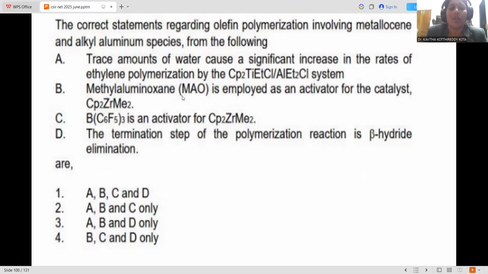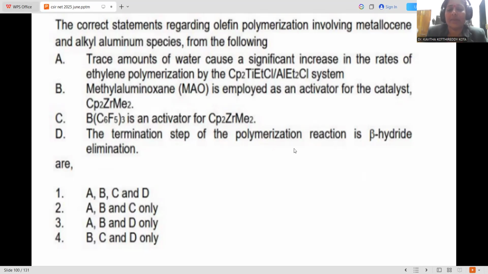Methyl alumino-oxane, indicated as MAO, is employed as an activator for the catalyst Cp2ZrMe2, a zirconium compound. Then here we have boron with C6F5 taken thrice. Trialkyl boron is an activator for Cp2ZrMe2.